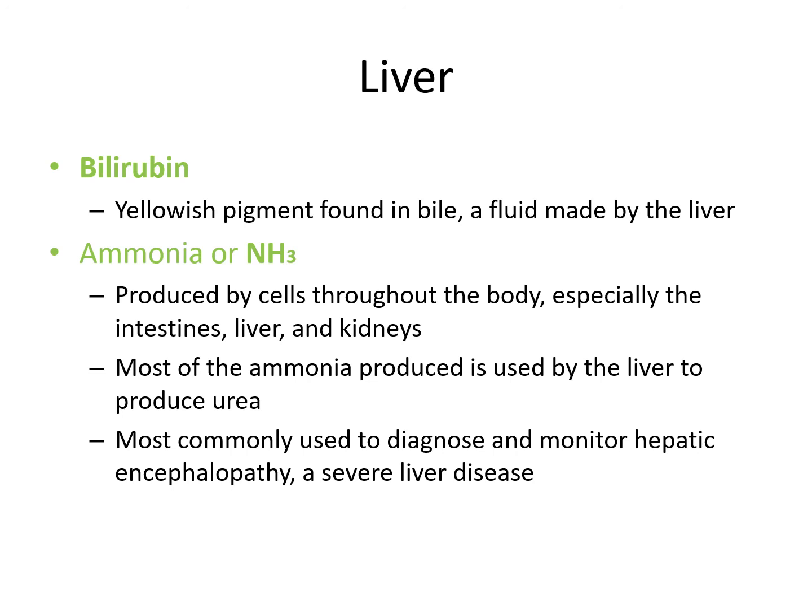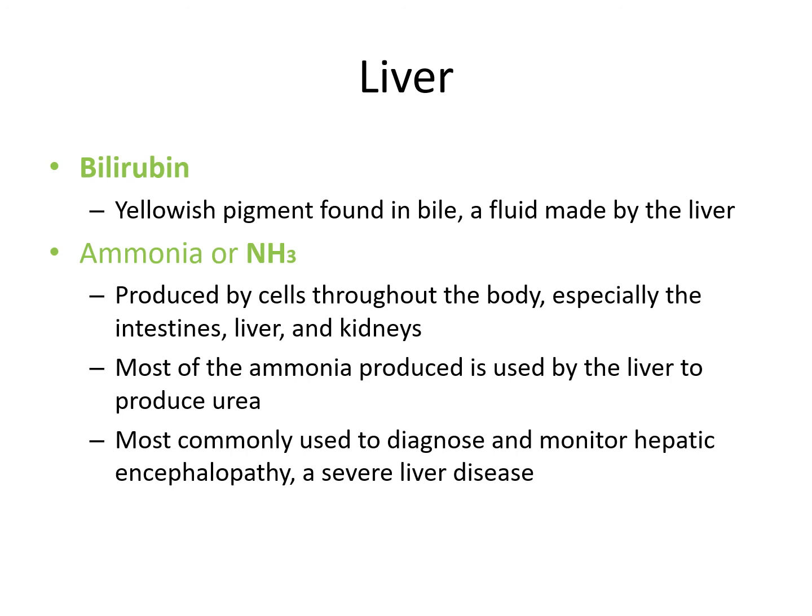We can also check for ammonia, or NH3. This is produced by cells throughout the body, especially the intestines, liver, and kidneys. Most of the ammonia produced is used by the liver to produce urea. So remember, ammonia is highly toxic, so the liver will break this down into urea, which is slightly less toxic, to protect the body.